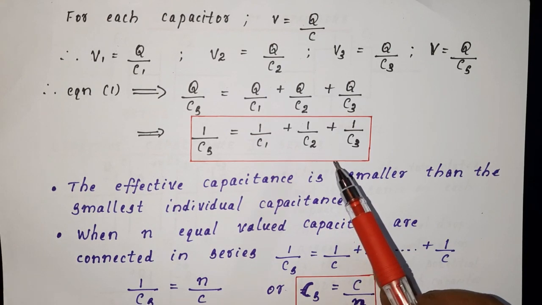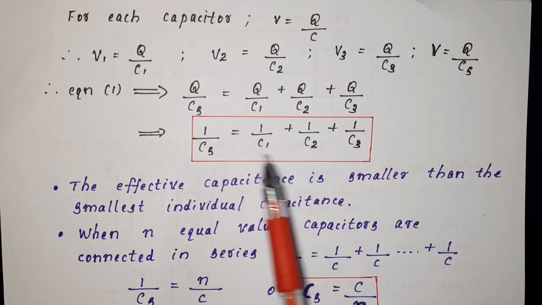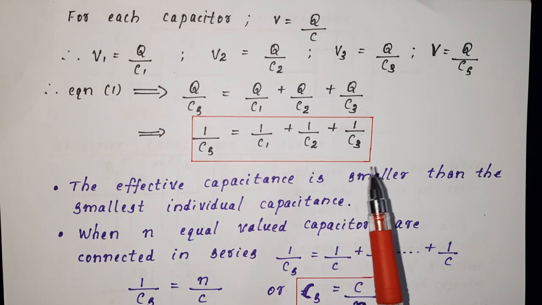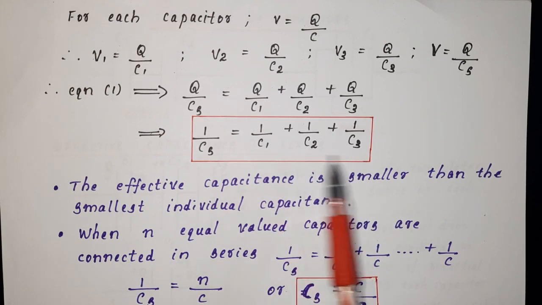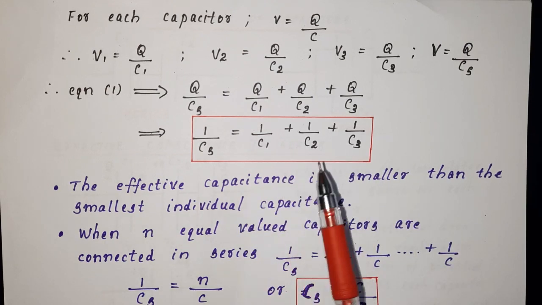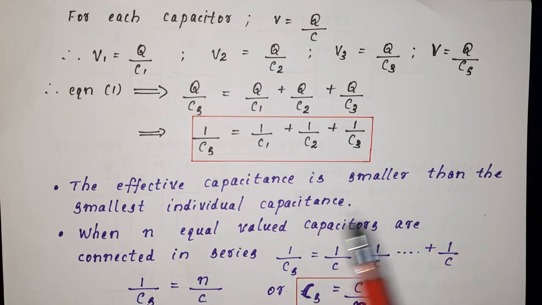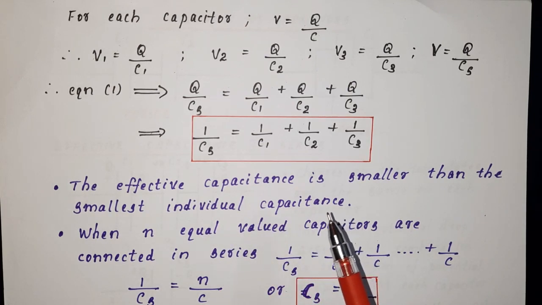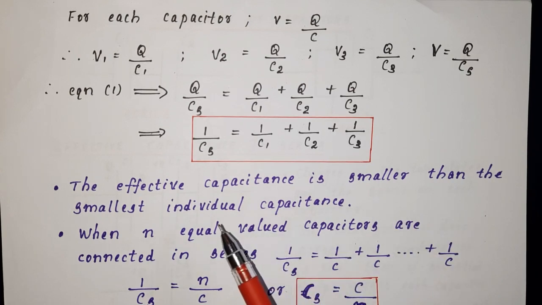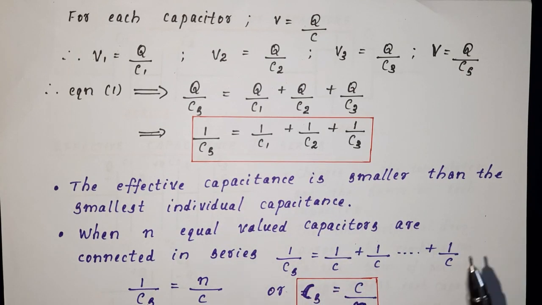So we can say that effective capacitance decreases when they are connected in series. When the capacitors are connected in series, the effective capacitance will be smaller than the smallest of the individual capacitances. That is the point.